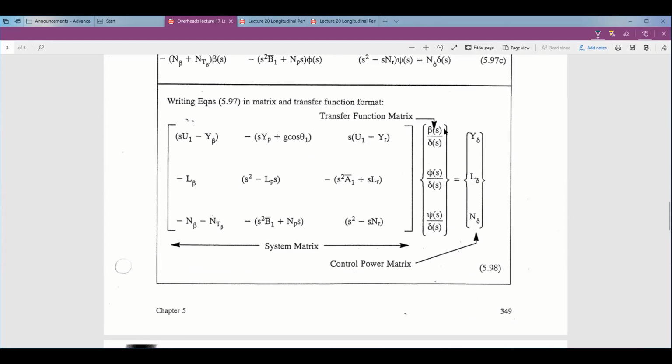Throw them into a matrix. So here's the unknowns, beta, phi, and psi. This is just collecting the proper terms and putting them in the right places. And then here's the generic delta that could be rudder or aileron.